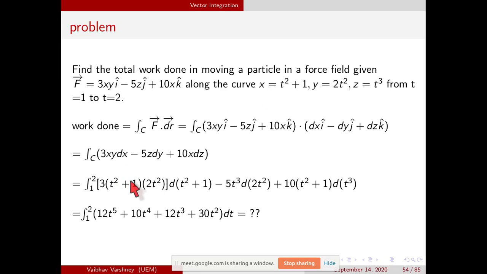x is equal to t square plus 1, y is equal to 2t square, and z is equal to t cube, and the same values of x, y and z you also need to put inside dx, dy and dz. So it will be d of (t square plus 1), this is 5t cube, dy means d of 2t square, plus 10x, x is t square plus 1, and dz, dz means d of t cube. Any problem till this point?